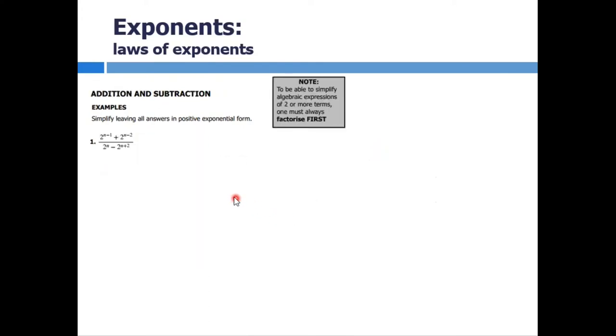Okay, addition and subtraction. Guys, remember I said if you want to simplify, if there's one term at the top, one term at the bottom, you're good to go. But if there's more than one term at the top and more than one term at the bottom, your first step is to factorize. The minute you see more than one term, so that addition and subtraction, you have to factorize before you can simplify anything.